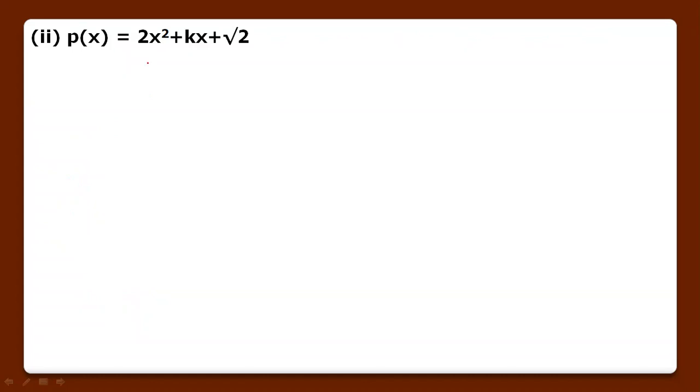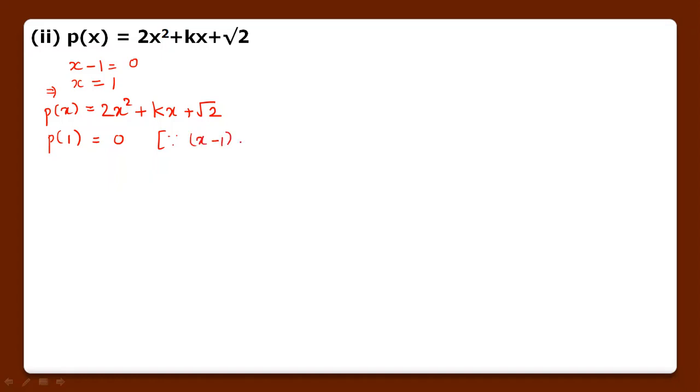Px is equals to 2x square plus kx plus root 2. X minus 1 is a factor. X equals to 1. Px in this question is equals to 2x square plus kx plus root 2. P1 equals to 0. हम ब्रैकेट में लिख भी सकते हैं ये बात, since x minus 1 is a factor of px. In this way, you can give a reason.